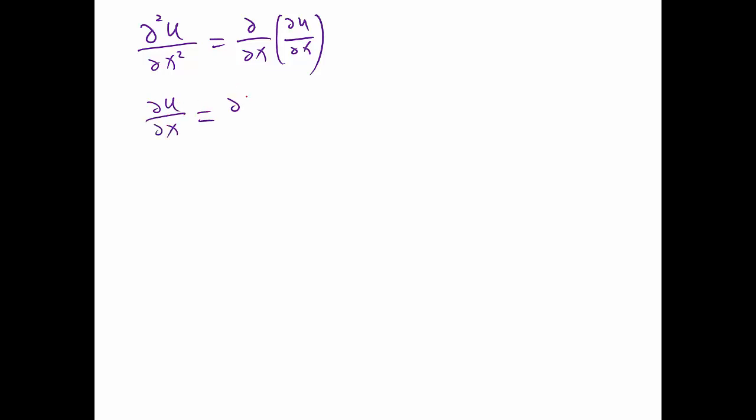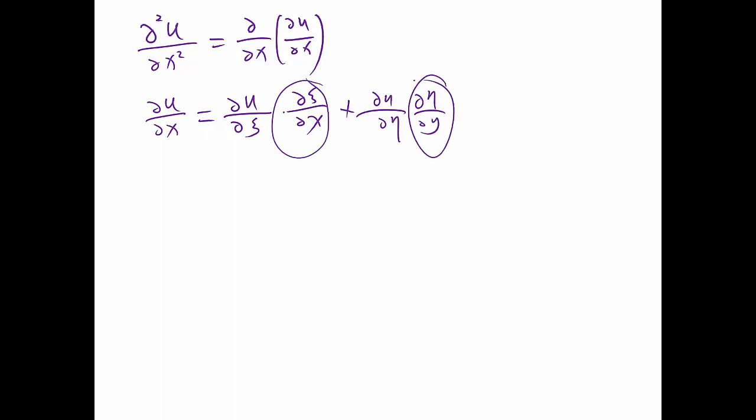And the first order derivative of u with respect to x is equal to partial u partial xi times partial xi partial x, plus partial u partial eta times partial eta partial x. And these are the partial derivatives of the mapping between x and y to xi and eta.